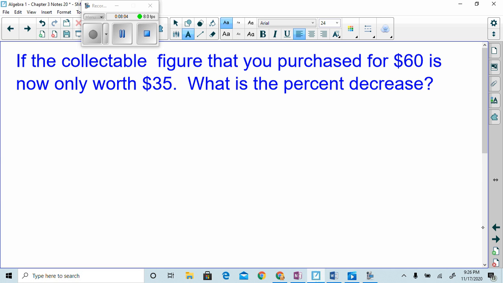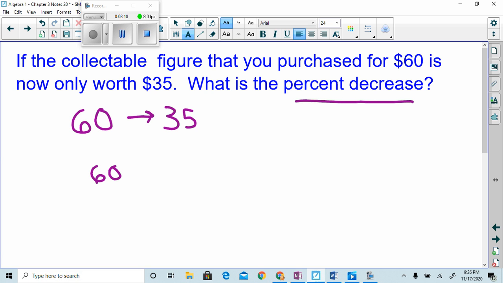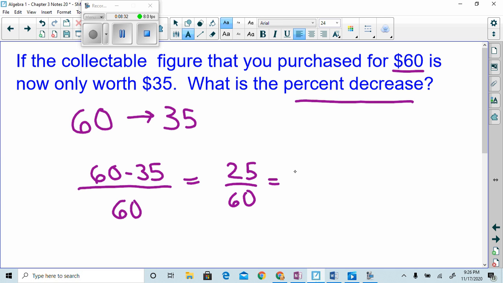So again, I'm looking at started at 60 and it went to 35. This once again is a percent decrease. So I'm going to find the amount of change, 60 minus 35. The original or starting amount was 60, that's my base. You go ahead and find the difference. And then you set up your proportion because you're looking for percent, and percent is over 100. Cross multiply, and find your answer. And we'll check that one in class as well.